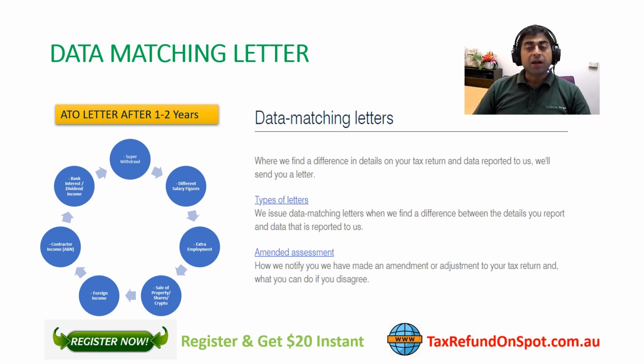As you can see, the data matching letter will match the income which you have declared in your tax return with the information they have. They're going to write, this is the salary you declared, but we have received information from your employer that your salary is this amount. So the difference is this, you need to pay us extra tax. That normally happens after 1 or 2 years. That is not normally instant. Okay. So that is called a data matching letter that is generated by the ATO computer automatically. It is not manually done. Well, it may be manually done, but the data matching is done by the system computer.